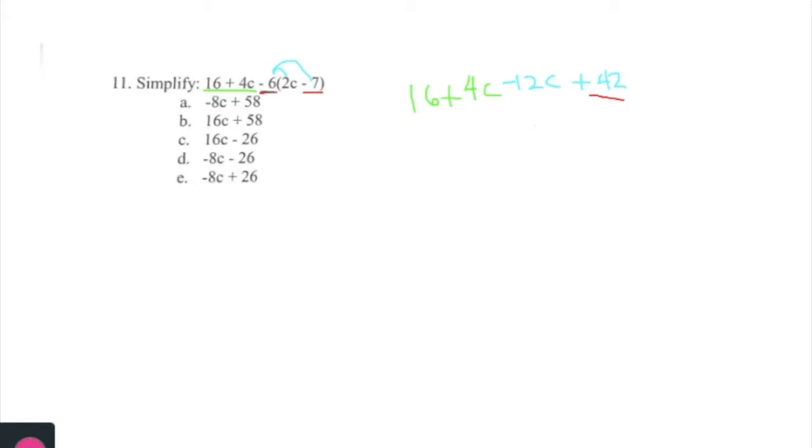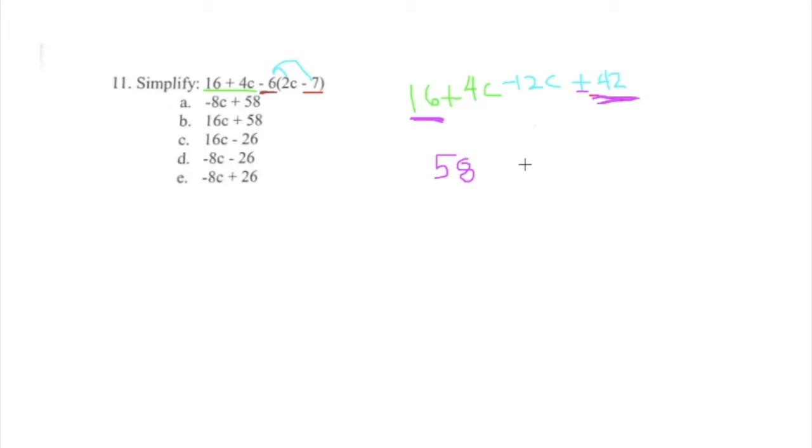The next step is we combine like terms. Like terms are anything we can put together. Let's start with 16. We can't use 4c because it has a variable, and we can't use negative 12c because there's also a variable. But we can use 42 because these both don't have variables. So 42 and 16 are like, and this is positive 16, so we just do 16 plus 42, which is 58.